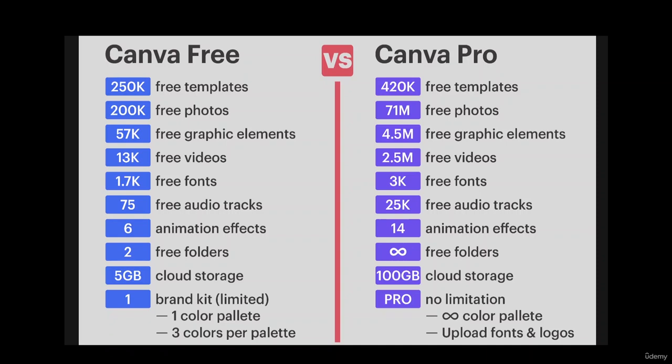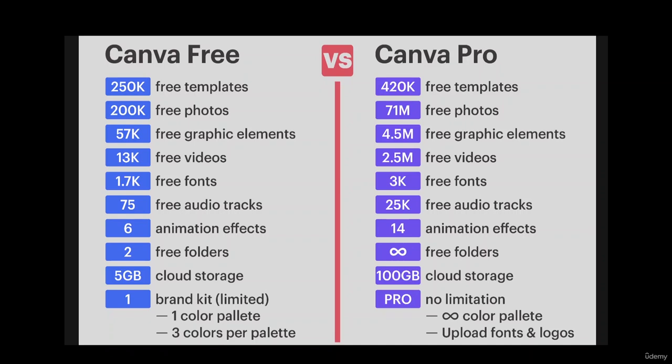Okay. And here you'll get only 200K free photos, but here you will get 71 million. Okay. Just think when you are designing and you are getting access to 71 million free photos, which you can use in your design. So such a blessing when you have this Canva Pro version if you're working on graphic designing on a regular basis. And here you'll get only 57K free graphic elements, but in Canva Pro, 4.5 million free graphic elements. And here you'll get access to 13K free videos, but in Canva Pro, 2.5 million free videos.